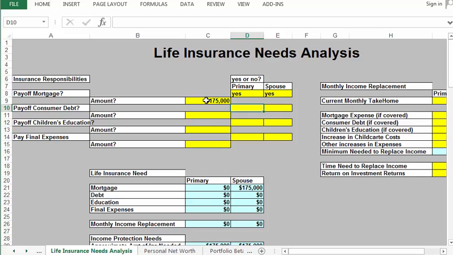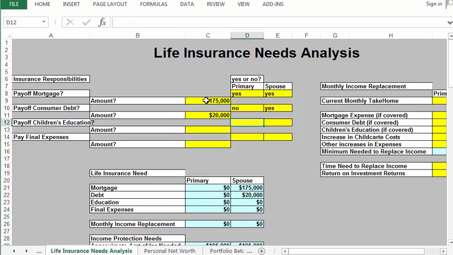The next question, with your consumer debt, would you want to pay off your consumer debt? The primary says, no, I don't need to cover that. But the spouse says, yes, I still would like to cover that. Well, how much is the consumer debt? Right now there is $20,000 in consumer debt.